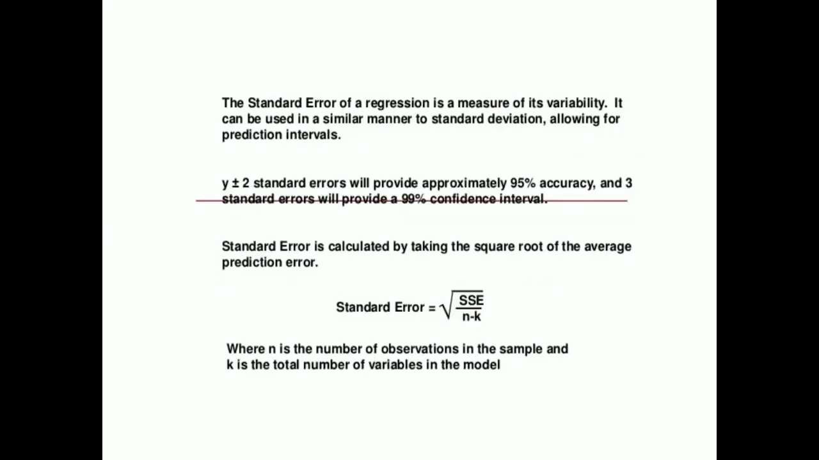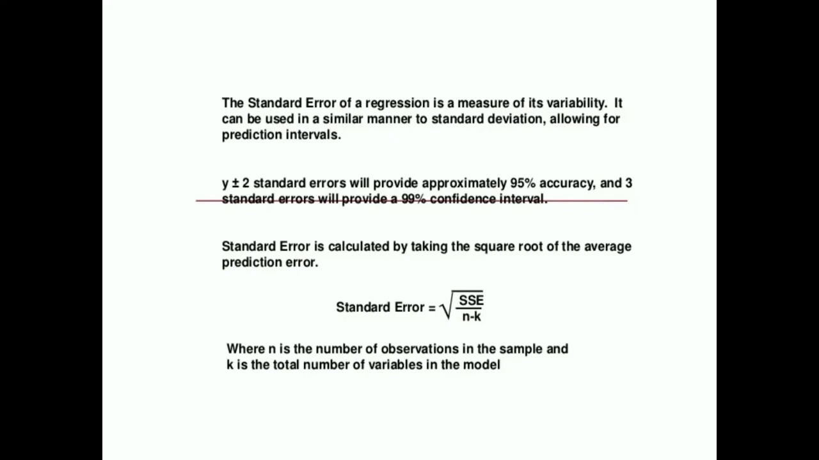So standard error of regression is the measure of its variability. It can be used in a similar manner to standard deviation, allowing it to form a prediction interval. So y plus minus 2 standard errors provides approximately 95% accuracy. In statistics, we have to consider up to 5% errors allowed in our data set.